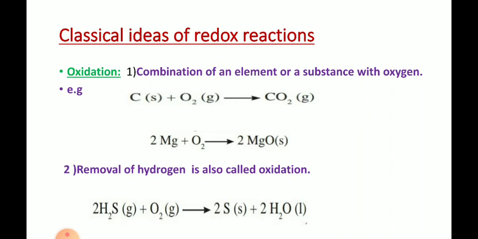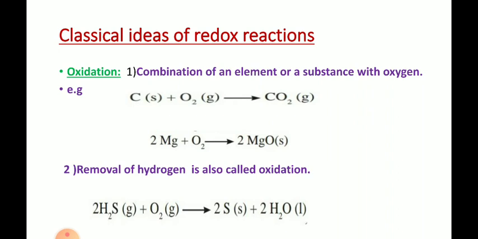Removal of hydrogen is also known as oxidation. This is another way of expressing oxidation. For example, hydrogen sulfide gas, when combined with oxygen gas, leads to sulfur as well as water. In this reaction, removal of hydrogen takes place. So this is also an oxidation reaction.